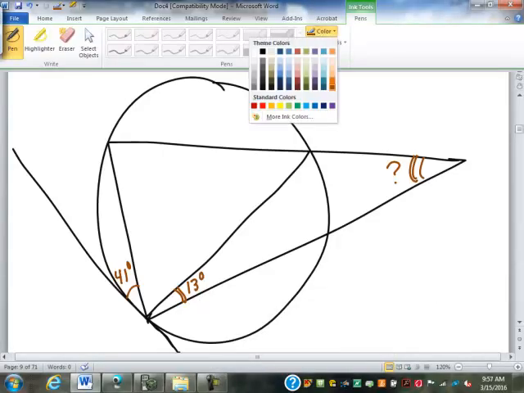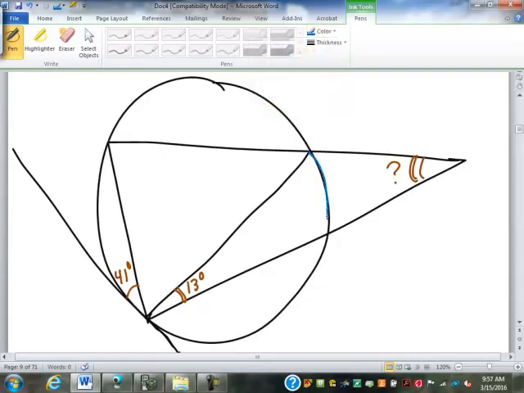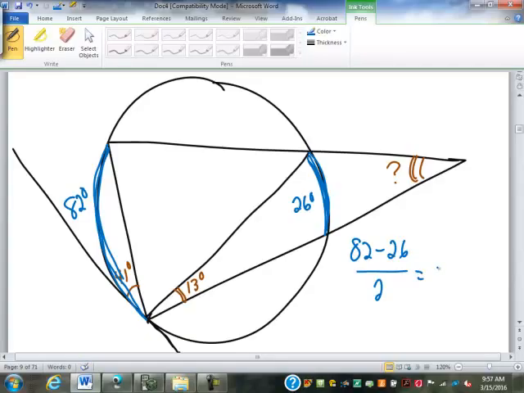So looking at this, what's this arc here have to be? 26 degrees. Good. What's this arc over here have to be? 82 degrees. So this is going to be 82 minus 26 over 2, which is what, 28? How many of you came up with 28 degrees? Good deal.